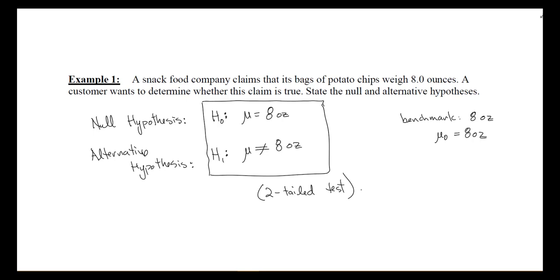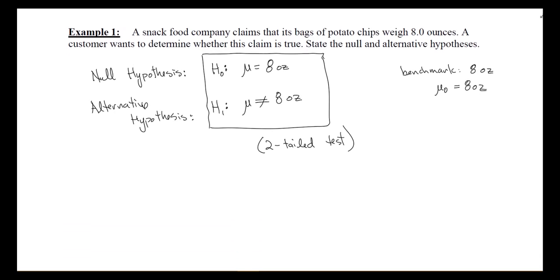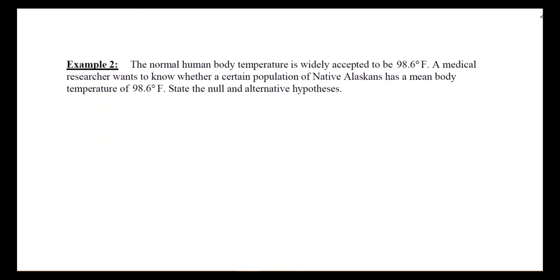Okay, let's look at another one and see if we can set up the hypotheses. Let's look at this one. We have a widely accepted normal body temperature of 98.6 degrees Fahrenheit. A researcher wants to know whether this certain population of Native Alaskans has a mean body temperature that is the same, whether it's 98.6 degrees Fahrenheit. And so we want to figure out the null and alternative hypotheses.